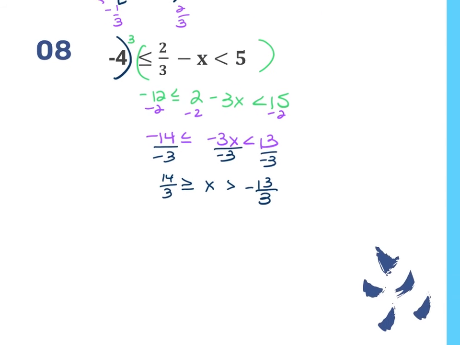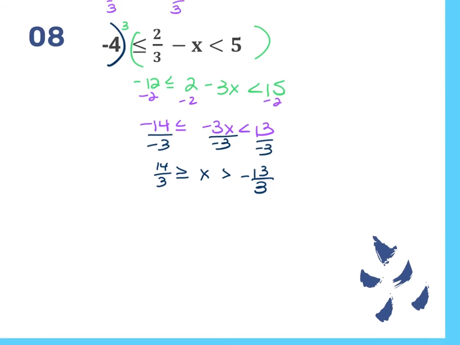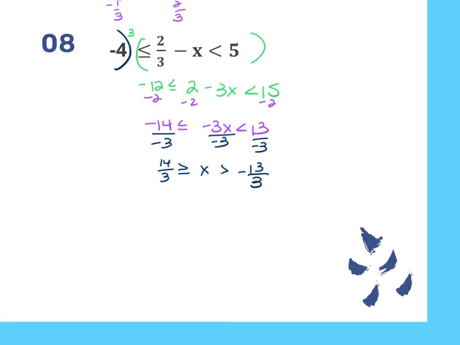So the one that still has the equal to sign, you're going to keep that equal to sign, but the other one you're going to switch. So now if I put this in order of smallest to largest, I have to switch this order. -13/3 less than x, which is less than or equal to 14/3.